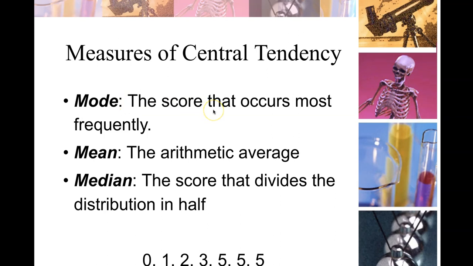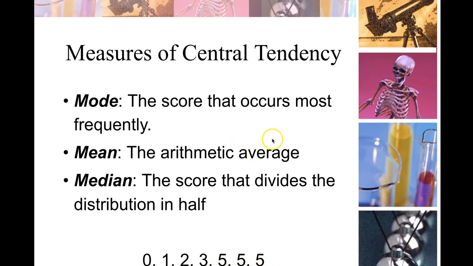Mode is the score that occurs most frequently. Mean is the arithmetic average, right? What we all think about when we think about average. And median is the score that divides the distribution in half, right? So the mode is going to be the score that occurs most frequently, which is 5. We've got 5 occurs the most.